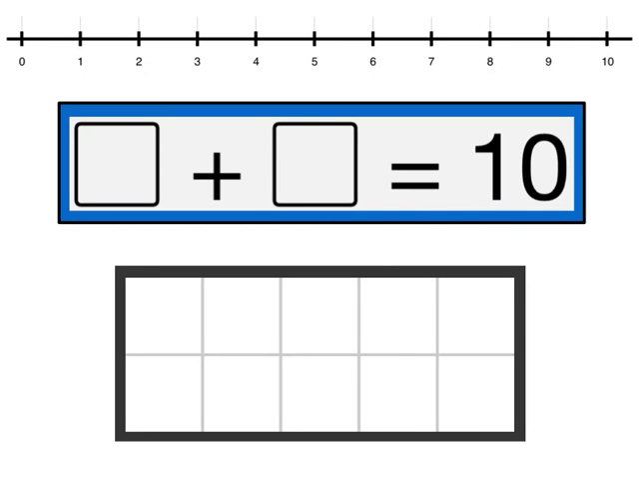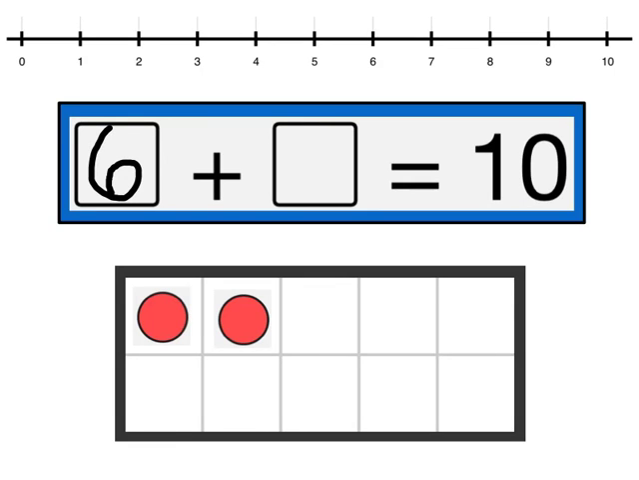So let's get started. We need to decide what number between 0 and 10 we want to use as our first group or our first partner. I think I'd like to use 6. So I'll write that in the equation, and I'll show our thinking by filling up the 10 frame with 6 objects.